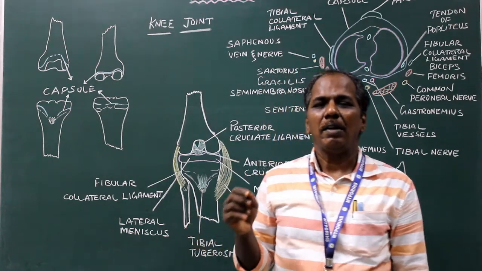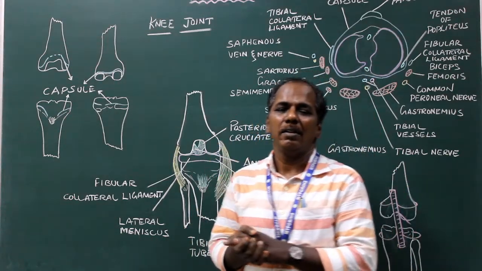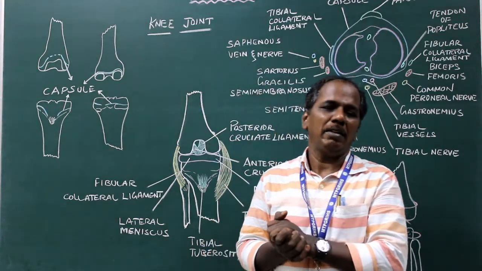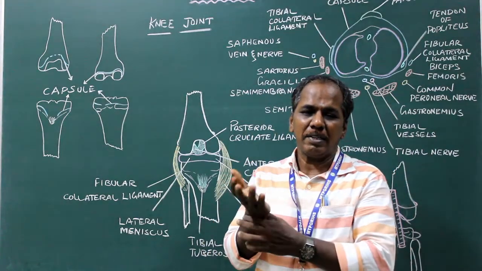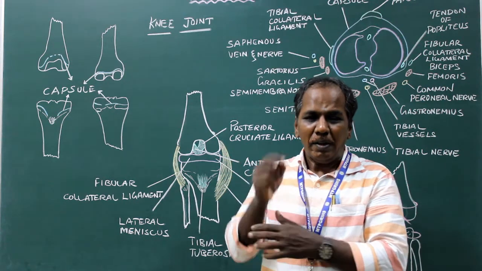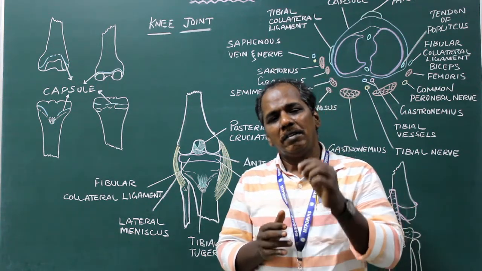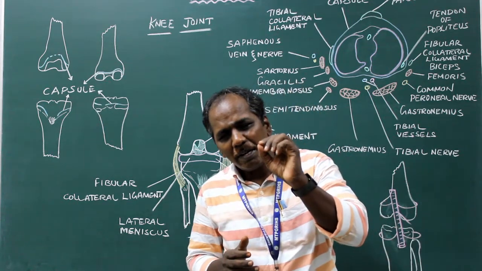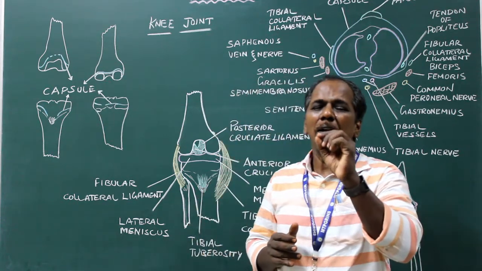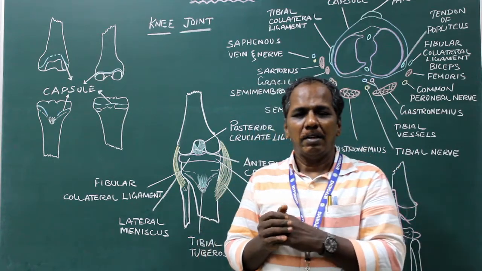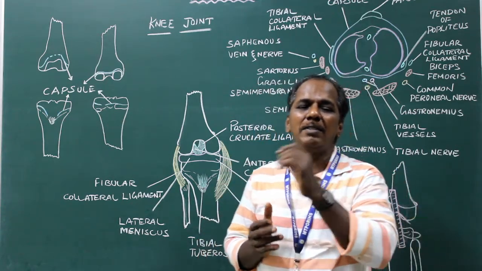Knee joint, type synovial, variety modified hinge variety. In hinge variety, there are two movements, flexion and extension. In addition to flexion and extension, there is a certain amount of medial and lateral rotation possible in the knee joint. Hence, it is a modified hinge variety.